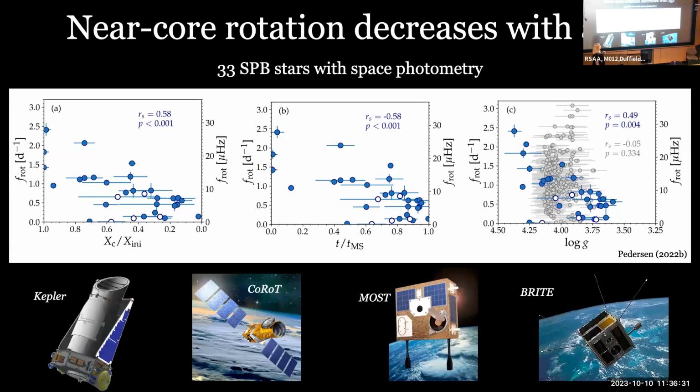So what I've done here is increase the sample a bit with other stars which show gravity mode pulsations, for which we also have measurements of the interior rotation rate, but where the measurements came from a variety of different space telescopes.